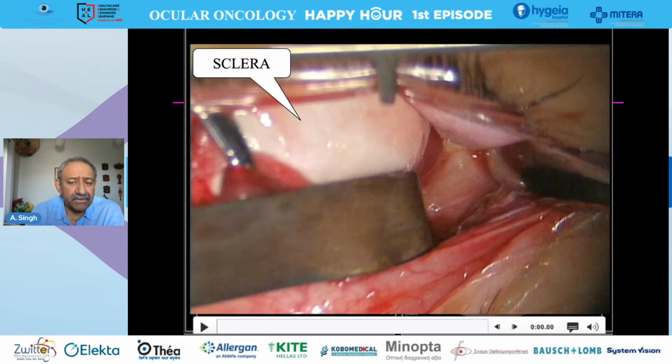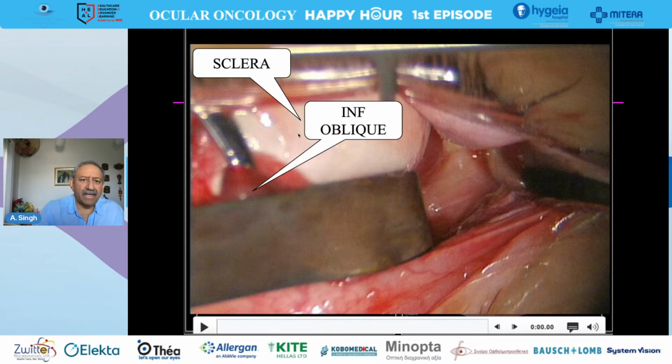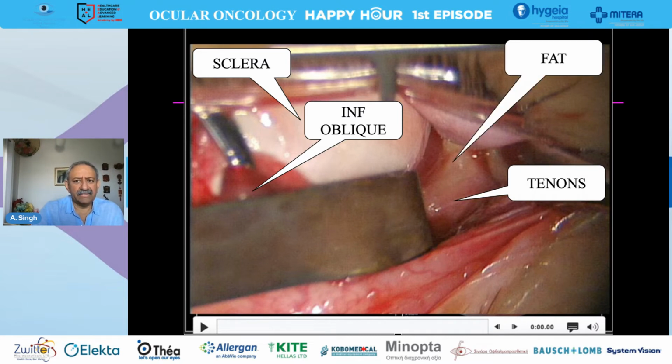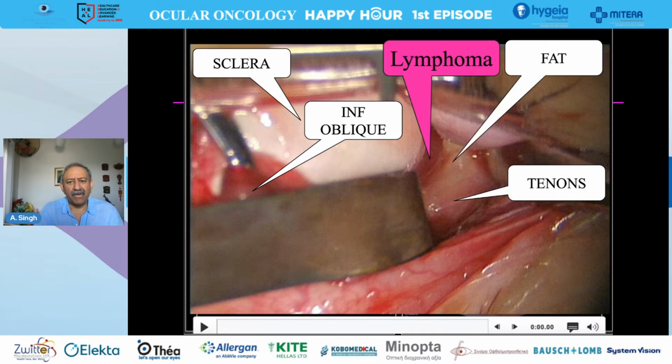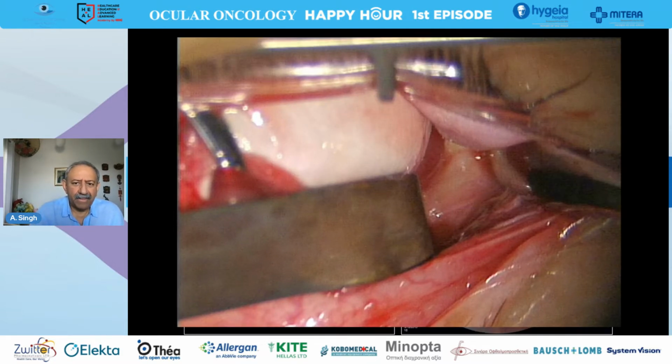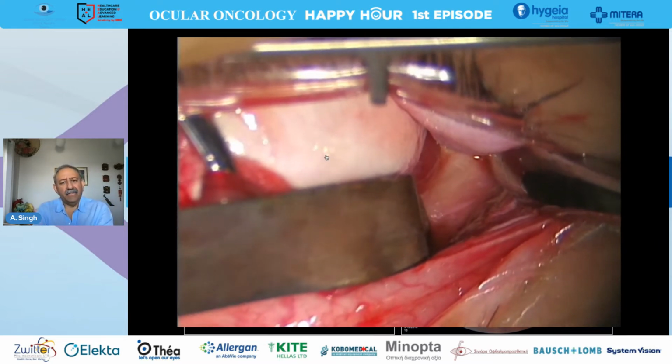And so we tried to do a transconjunctival orbitotomy to find the mass. And just to give you some anatomy, here is the sclera. Here is the inferior oblique that's been retracted. The medial rectus has been taken off. And here's the Tenon's, and there's the fat. And this is the area of what we think is the lymphoma. And this was biopsied. And I will show you screenshots from the surgical video.